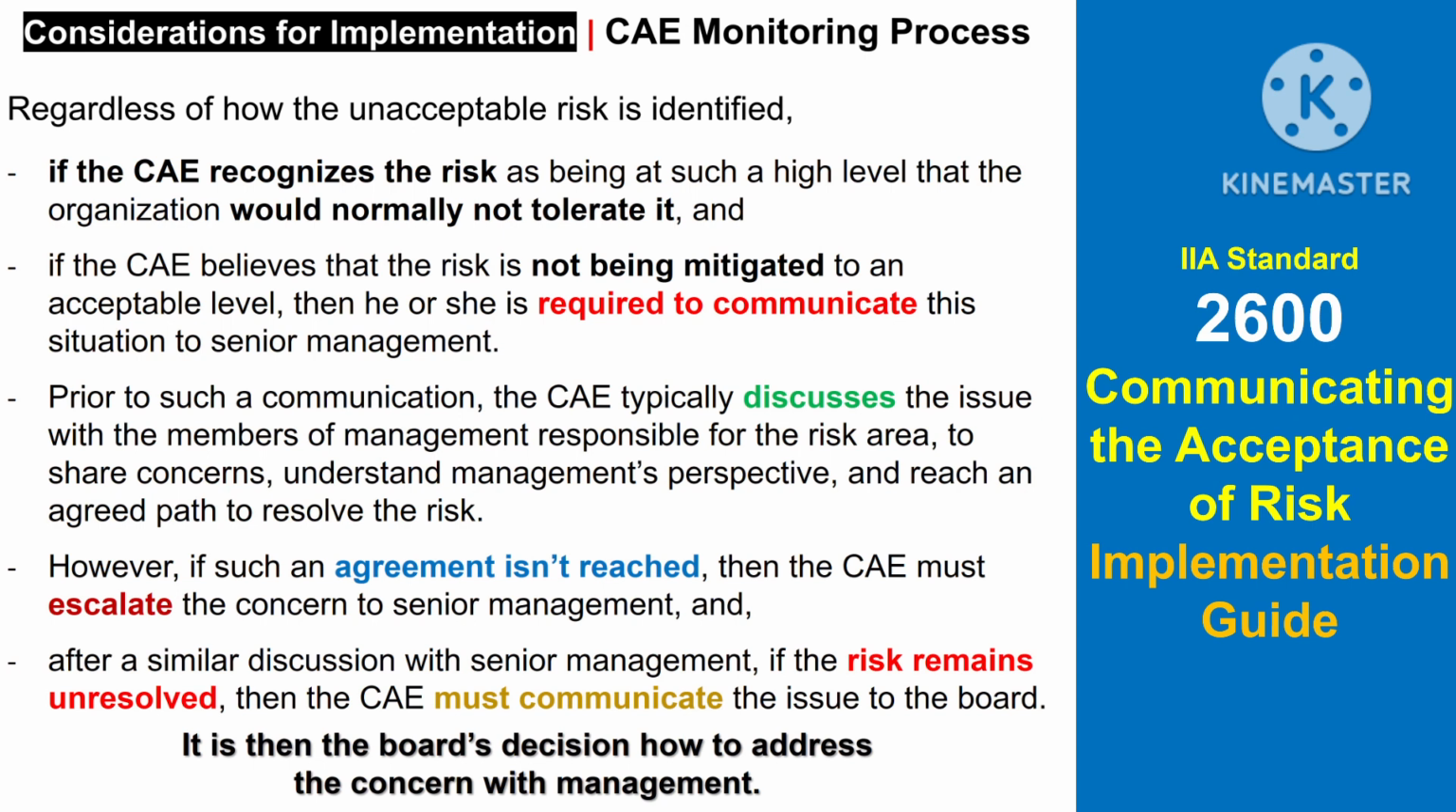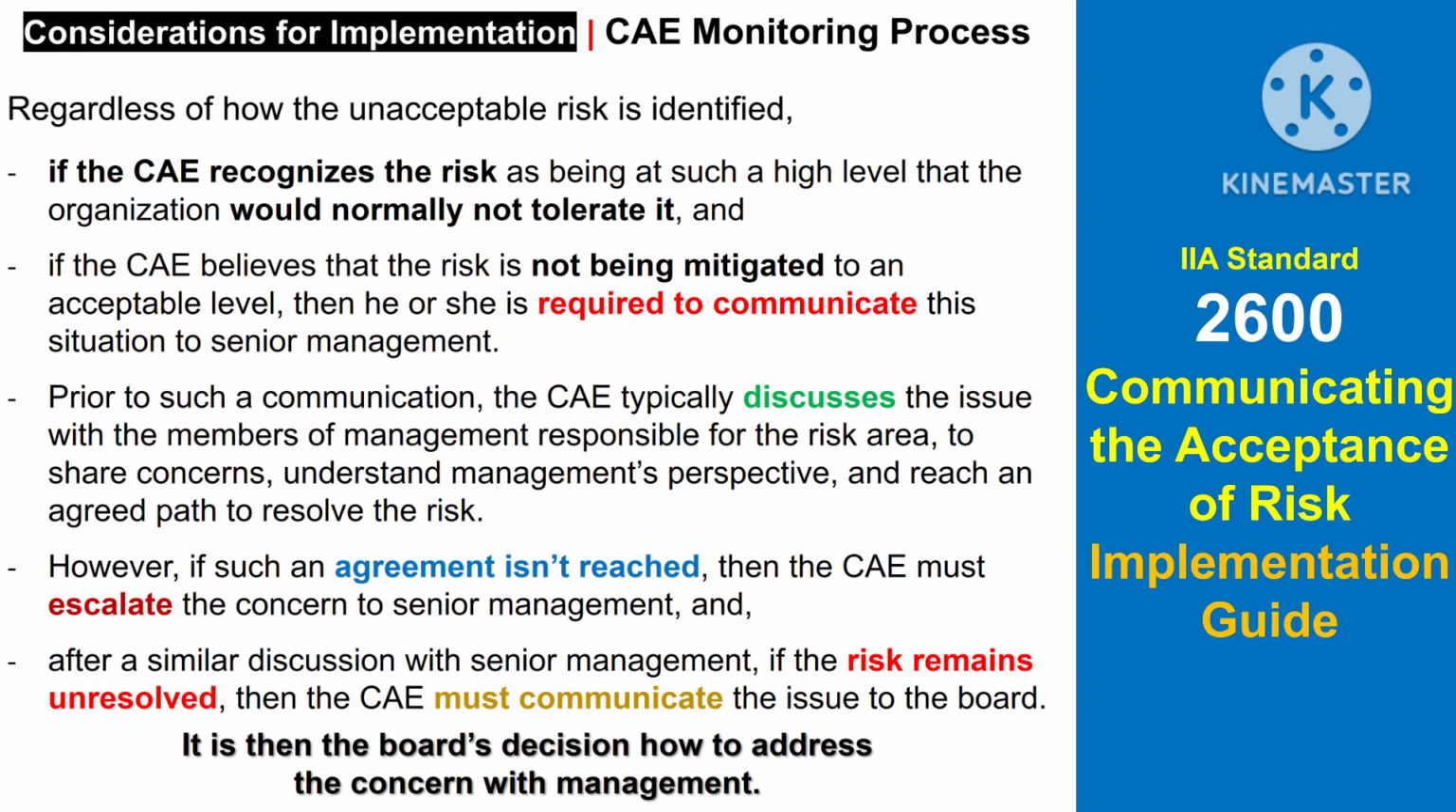Prior to such a communication, the chief audit executive typically discusses the issue with the members of the management responsible for the risk areas. So it's better to have a discussion with the process owner beforehand. The reason is to share concerns, understand management's perspective, and reach an agreed path to resolve the risk. However, if such an agreement isn't reached, and there is a difference of opinion, then the chief audit executive must escalate the concern to senior management.